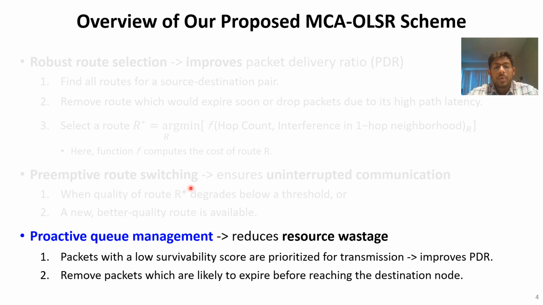The third feature is proactive queue management. Here, packets with a low survivability score are prioritized for transmission. As a result, fewer packets are dropped due to expiration, which improves the packet delivery ratio. We also identify and remove packets which are likely to expire before reaching the destination node. This reduces resource wastage.